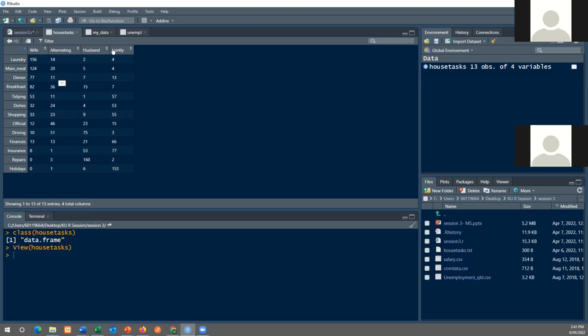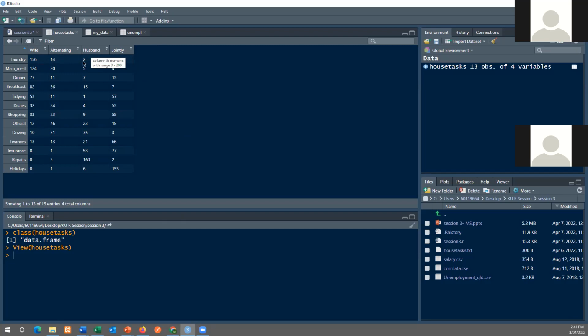And some of the tasks are shared between both of the couple, or solely owned by the wife, most of the time. For example, in the survey, laundry was done most of the time by the wife. Out of the total survey responses, many people said, okay, 156 times, wives are doing the laundry, but alternating, sometimes wife, sometimes husband, 14 people.